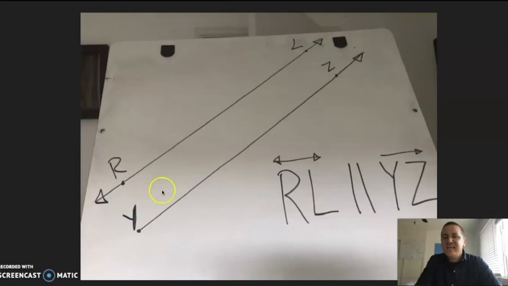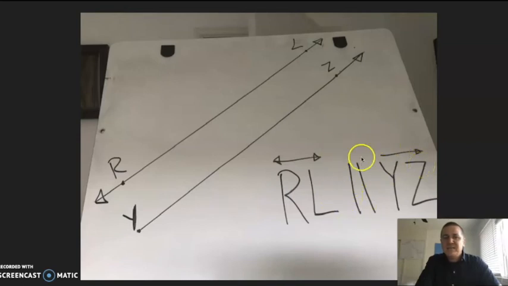They are the same distance apart here and here and here, and will continue to be the same distance apart no matter how far they go. Down below here, we've got the symbols for those. This is line RL. You can tell it's a line because of the arrows. Line RL is parallel to ray YZ.